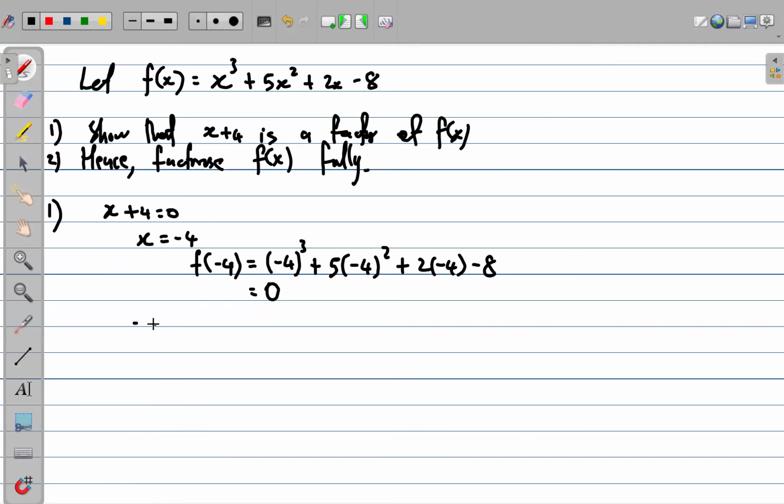Okay, so that's it then. That would mean x plus 4 is a factor of f of x. So we got a remainder 0, and that's what proves that we've got a factor.